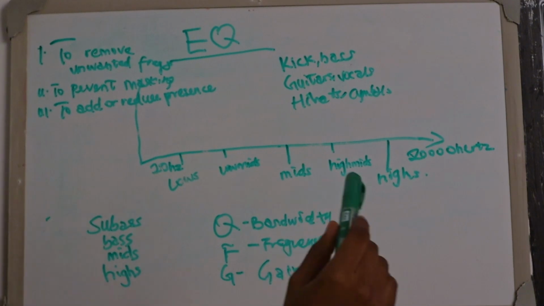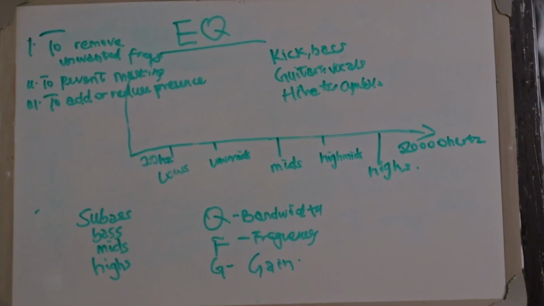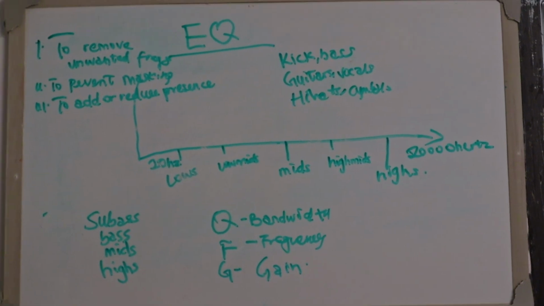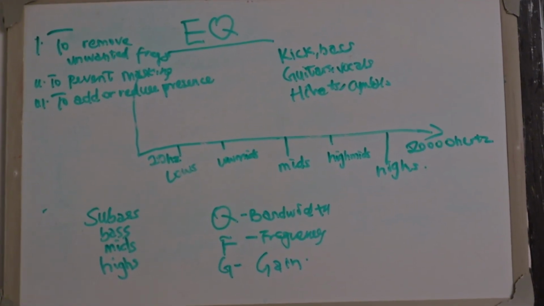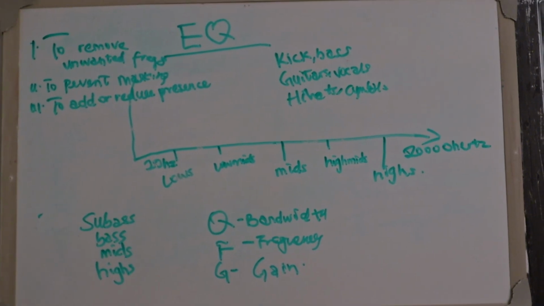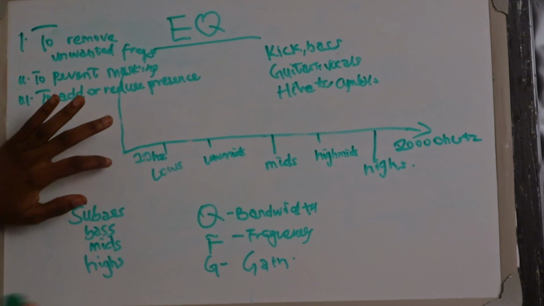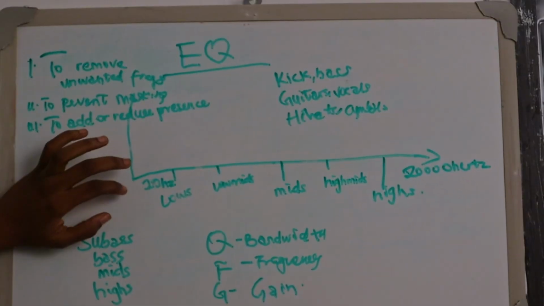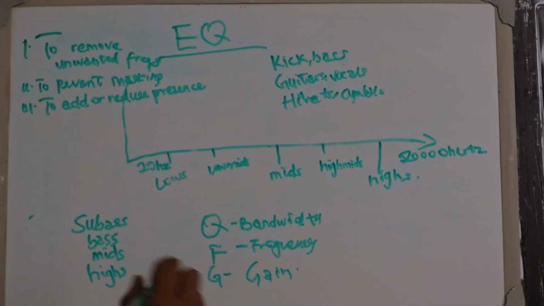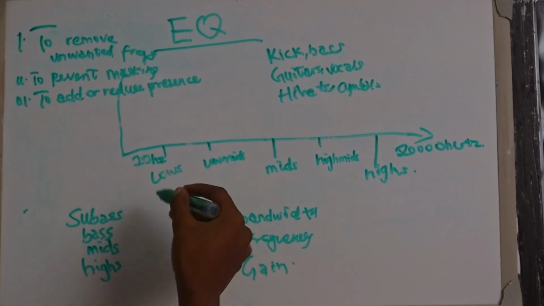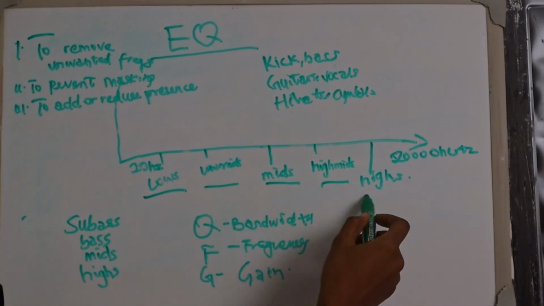So basically, the frequency spectrum is the entire range of frequency that a sound has. So imagine you turned into a goat and you said bleating. That bleat is in a particular frequency range. And the frequency range that is audible to the human ear is from 20 hertz to 20,000 hertz or 20 kilohertz. And the frequency spectrum can be divided into lows, low mids, high mids, and highs.